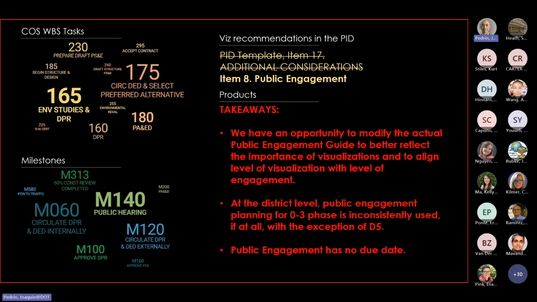At the district level, we found that public engagement planning for 0 through 3 phase is inconsistently used, if at all, with the exception of District 5. From talks with Bruce and Sarah, it seemed John Olejnik in District 5 was the one that was actively developing public engagement plans at a high level. And he also had a lot of input into the public engagement guide, so it makes absolute sense. So John shared with us a little bit his approach to it.